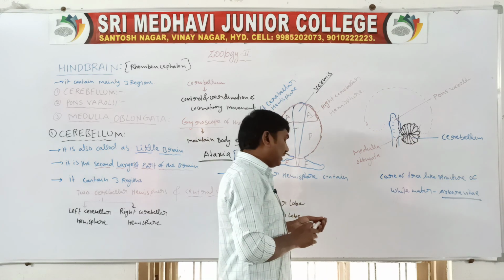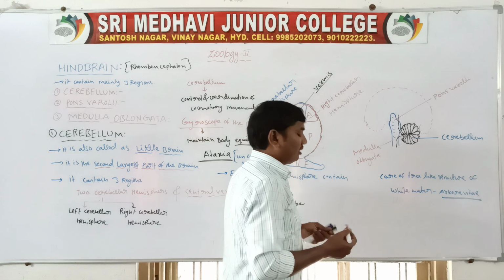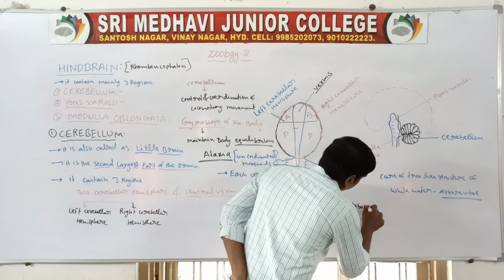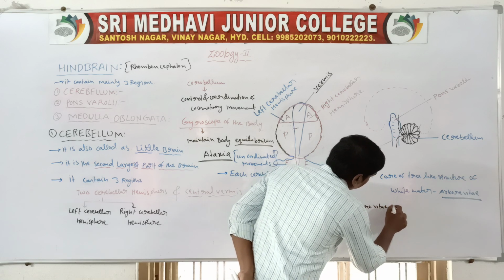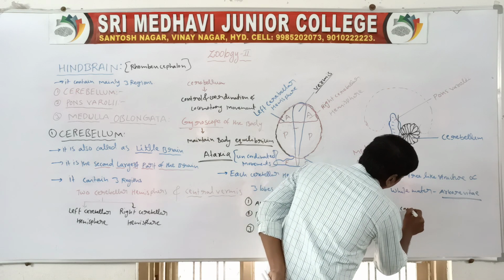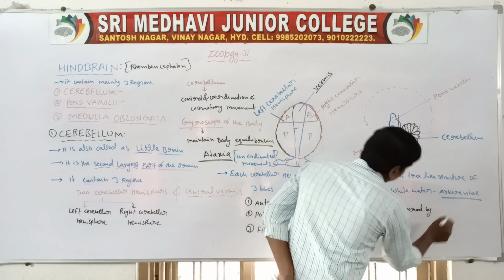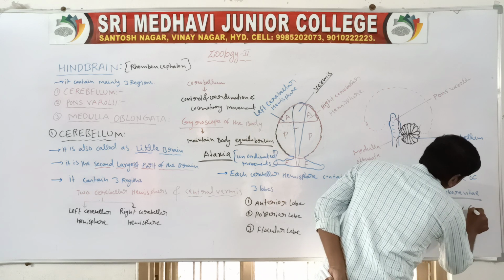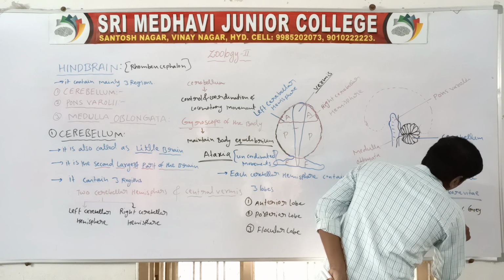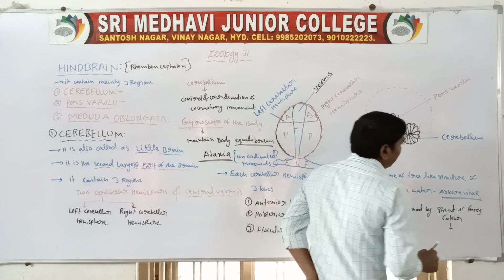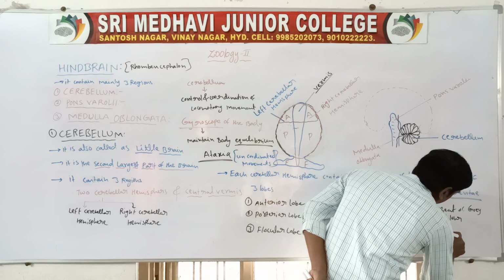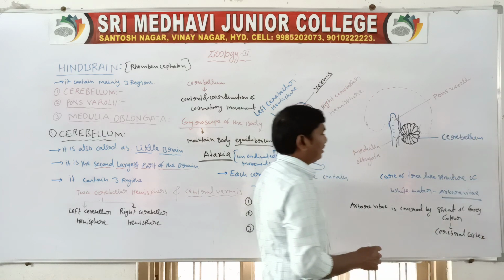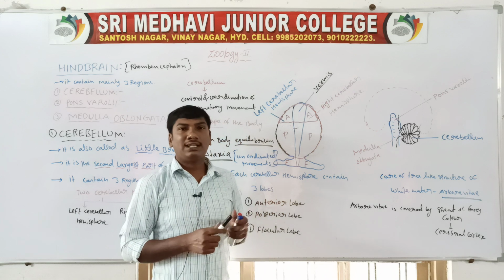This white tree-like structure is covered by a sheet of grey color, which is called the cerebral cortex. So these are the cerebellum.